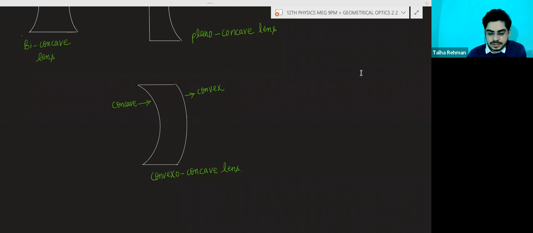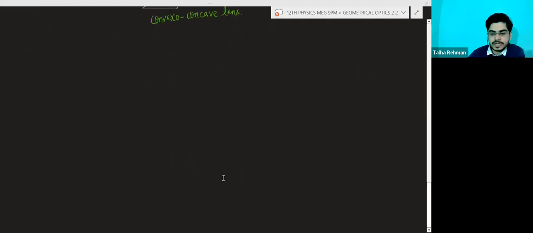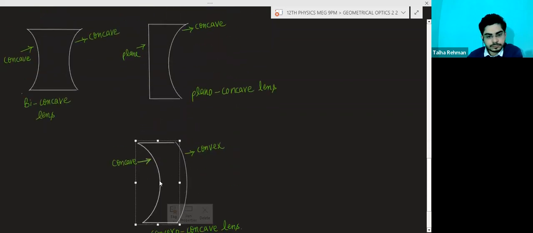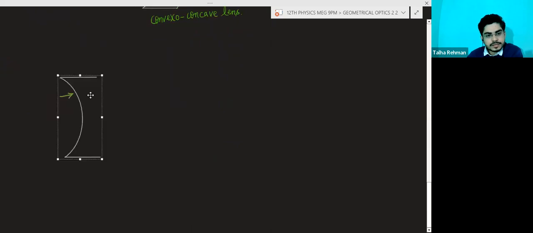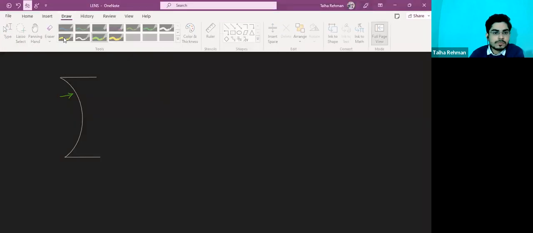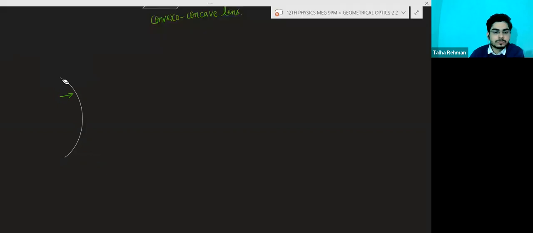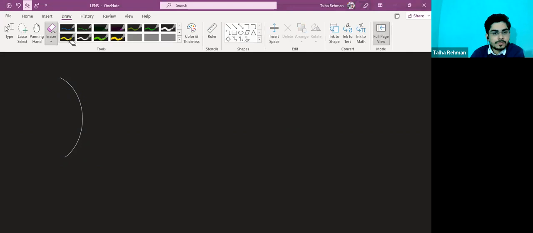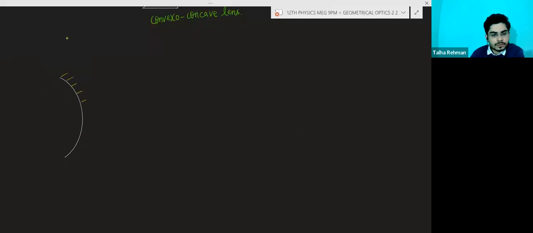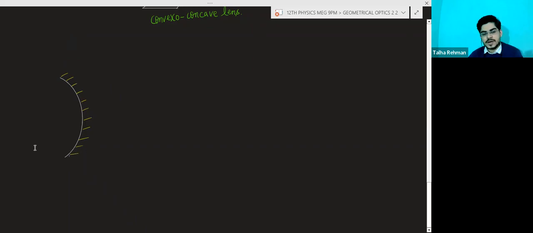Now we will discuss center of curvature and the radius of curvature for lenses. Before that, I want to tell you something about the mirror. So in case of a mirror, polish is on the bulging outward side and light will enter into the cave. So basically this is a concave mirror.